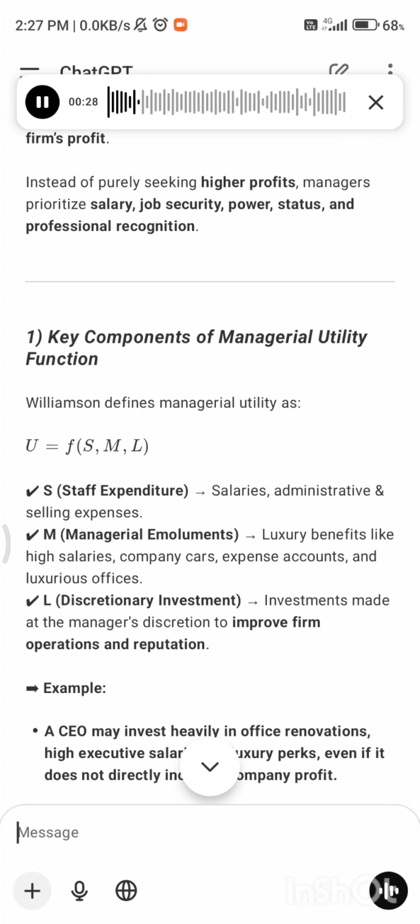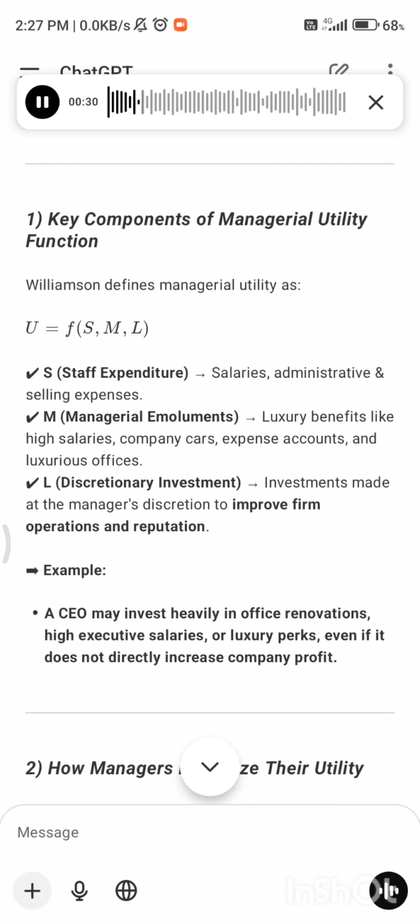Key components of managerial utility function. Williamson defines managerial utility as U equals f(S, M, I), where S is staff expenditure: salaries, administrative and selling expenses. M is managerial emoluments: luxury benefits like high salaries, company cars, expense accounts, and luxurious offices. I is discretionary investment: investments made at the manager's discretion to improve firm operations and reputation.